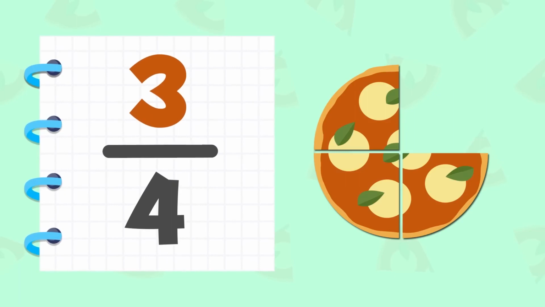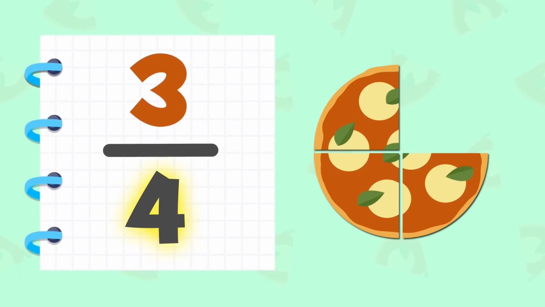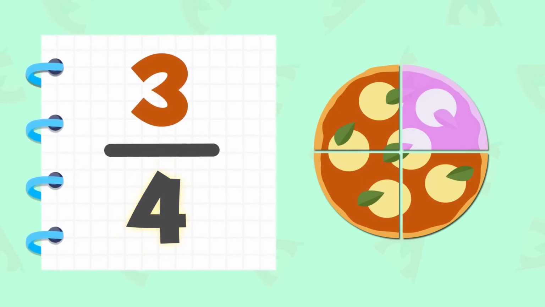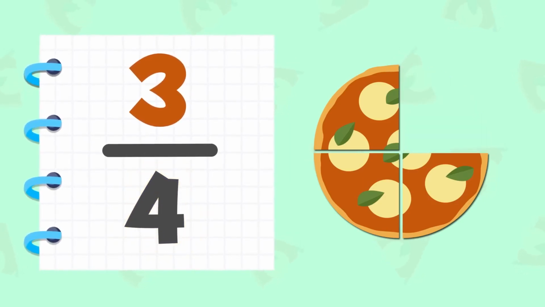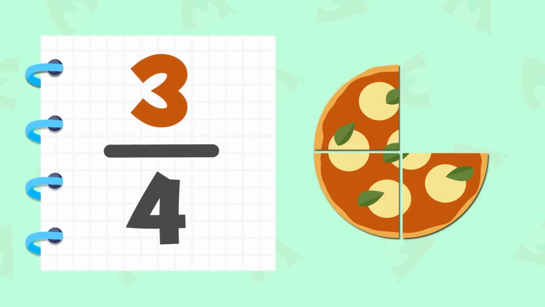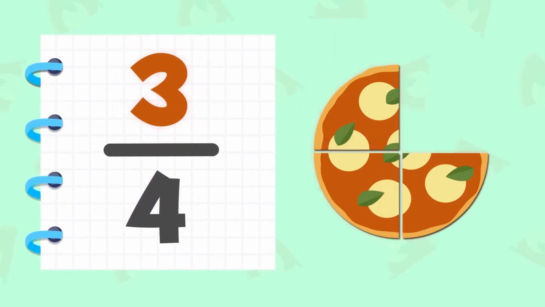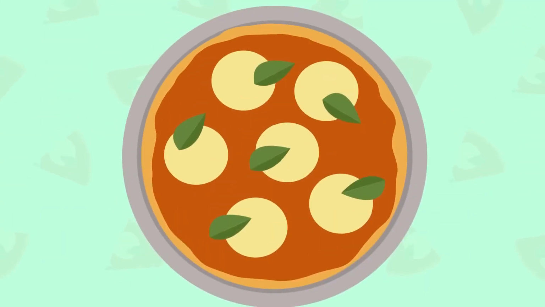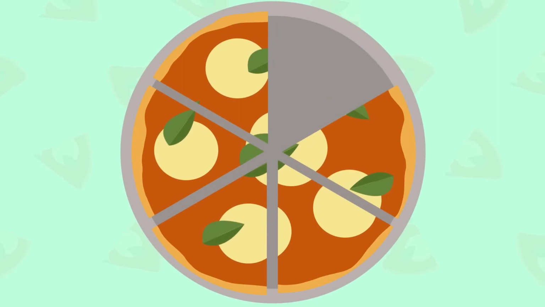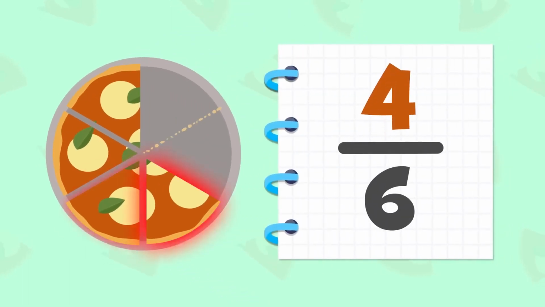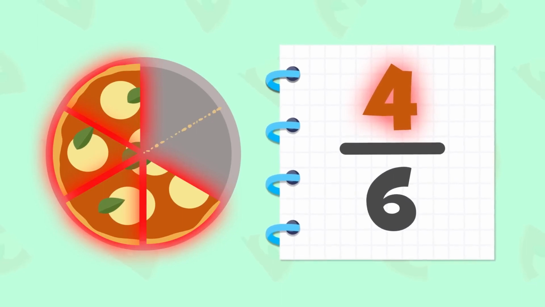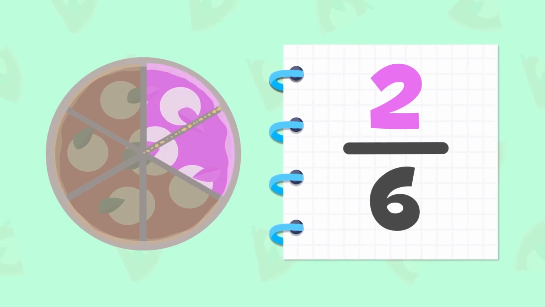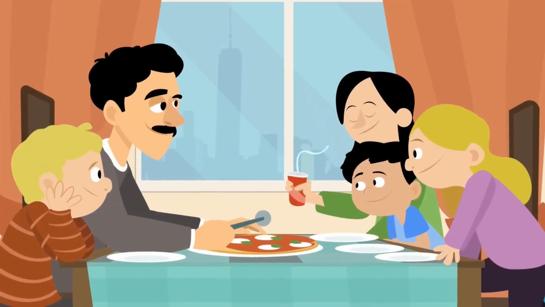The number below the line is the denominator. It indicates into how many equal parts the object is divided. In this case, it's divided in 4 parts. The numerator is the number above the line. It indicates the number of parts taken away from the whole. And if we divided this last pizza in 6 parts and ate 2, there would be 4/6 of pizza left in the box. How many have we eaten? 2/6. Very well, Mario. You've earned yourself a swell dessert.